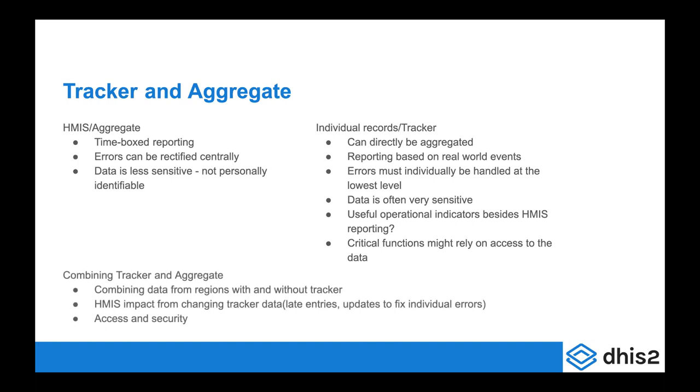So pulling these two together, combining tracker and aggregate, what we often see is that one challenge is that if you have an HMIS and your tracker data is going to feed into your HMIS, there will be a period of time where some parts of the country would not yet have the tracker, and you would need to have still aggregate reports for those parts of the country that do not have the tracker. You would still get the paper and enter the aggregate number somewhere. And in some parts of the country, this might be supported by a tracker, and the data might even be fed in directly from the tracker system.